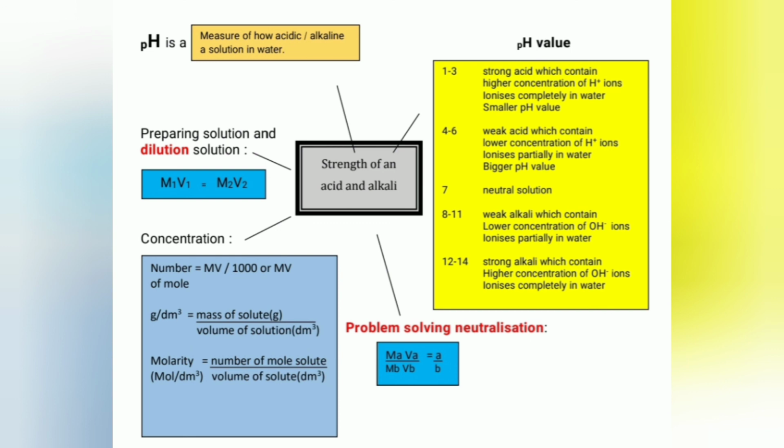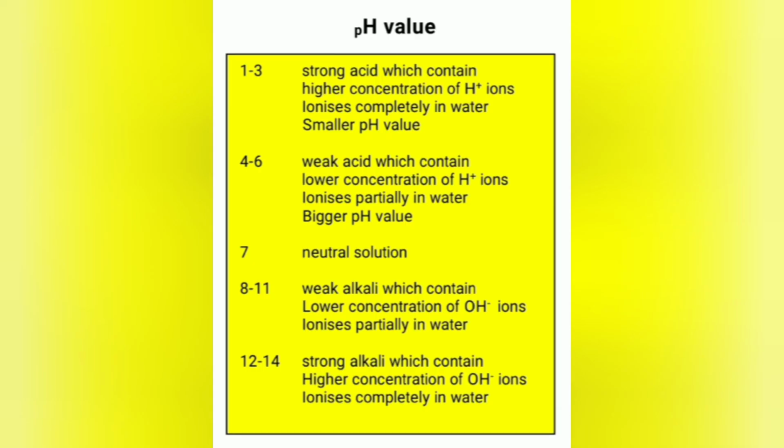In 1909, Sorensen proposed the pH scale for measuring acidity or alkalinity of an aqueous solution. The pH scale normally has a range of values from 0 to 14 to indicate how acidic or alkaline an aqueous solution is. The pH value measures the concentration of hydrogen ions or hydroxide ions.